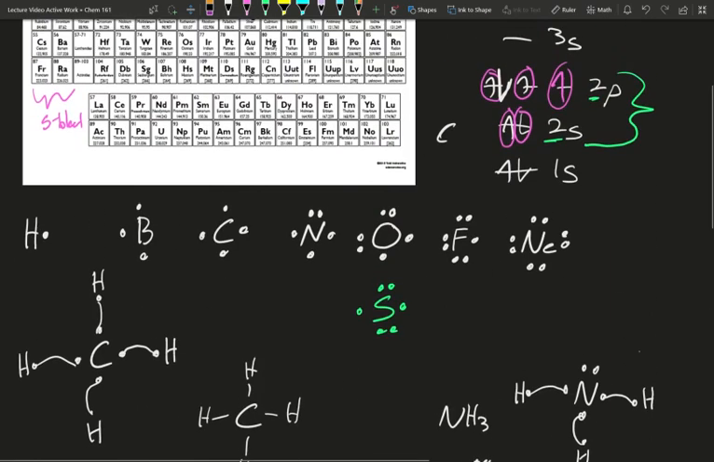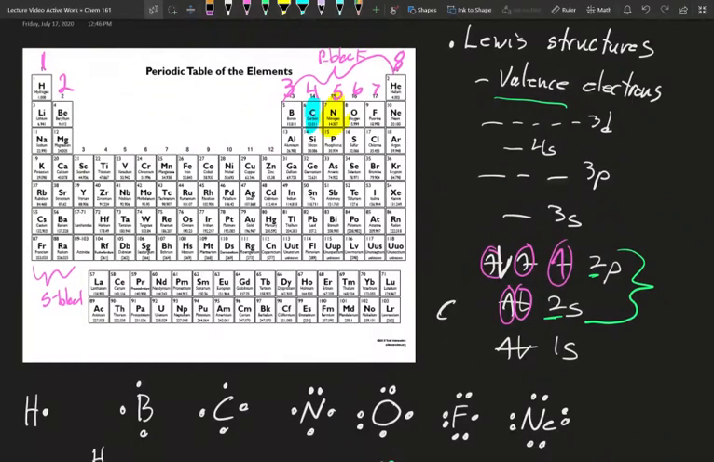This is the basic idea of a Lewis structure. It lets us investigate why our molecules have the number of bonds they have based on the valence electrons of those atoms. We'll continue with examples in another video.